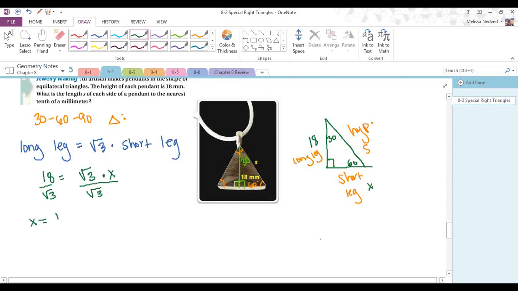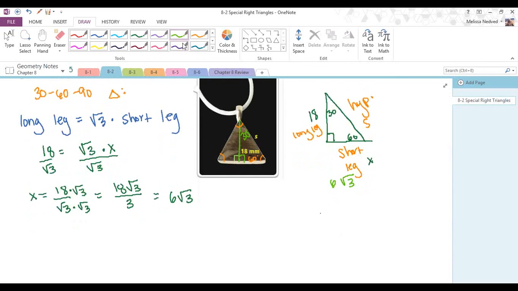So my short leg is equal to 18 over root 3. And just like we have before, we want to rationalize that denominator, which gives us 18 times the square root of 3 all over 3. And if you can, reduce your integers. 18 divided by 3 is 6, so my final answer is 6 root 3. So my short leg has a length of 6 times the square root of 3.